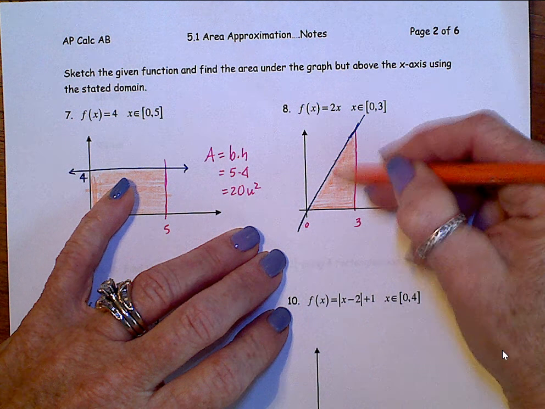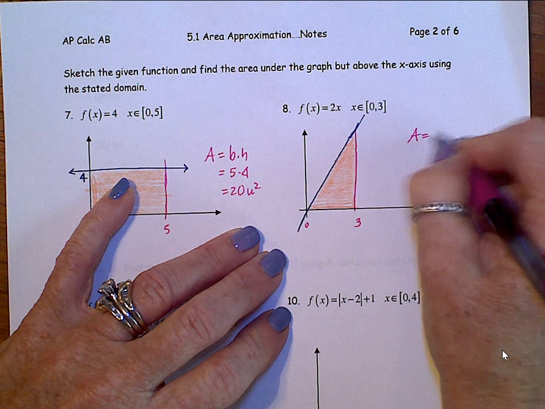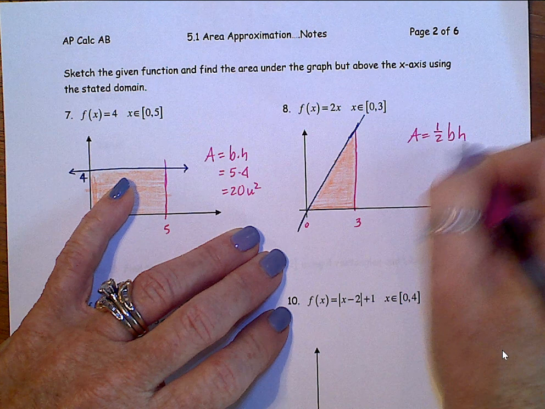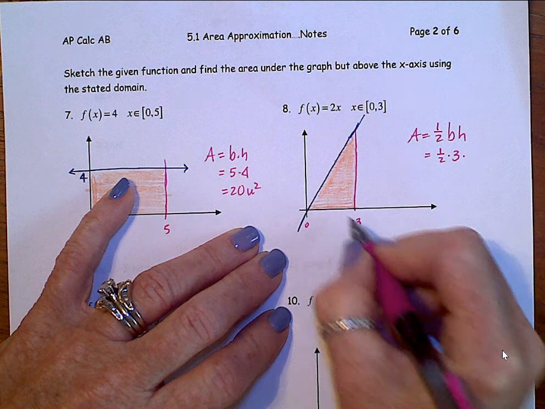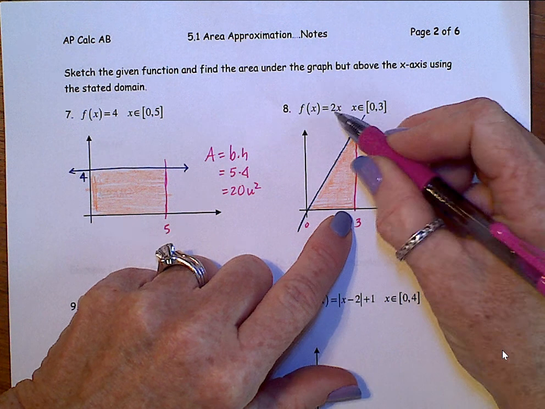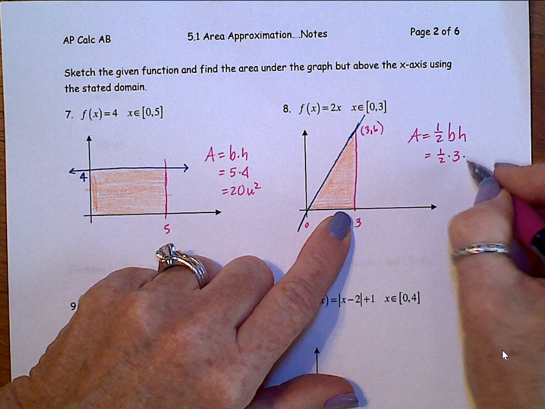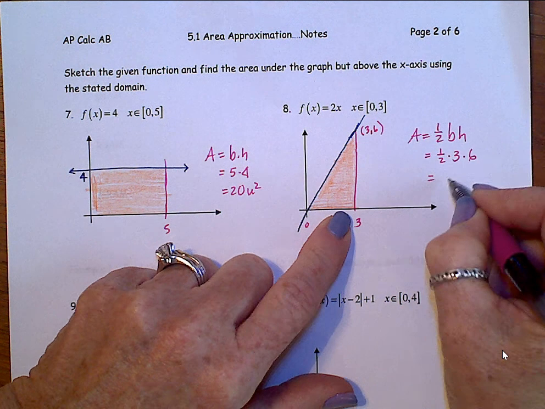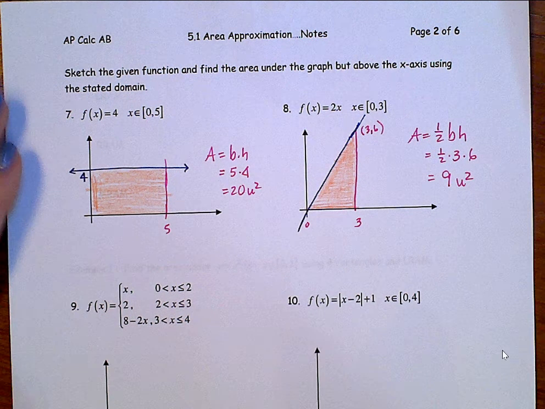And we have a right triangle. So area is 1/2 base times height. 1/2, 3, there's the base, times the height. Well, that height can be determined by plugging this 3 into that function. So this point up here is at 3, 6. Height is 6, so we'll have 9 units squared for this area.